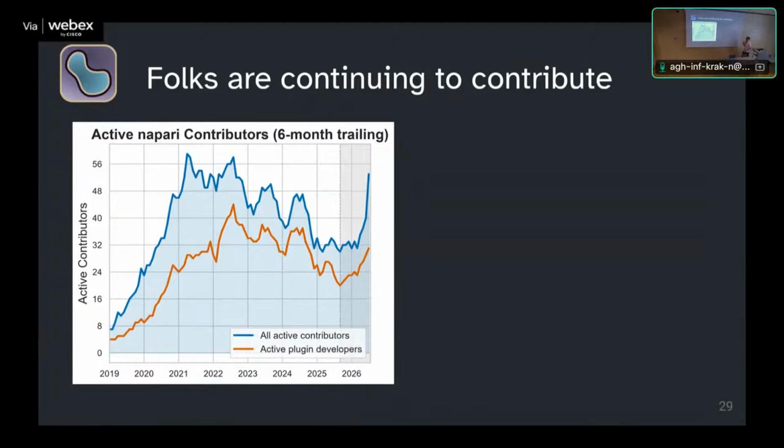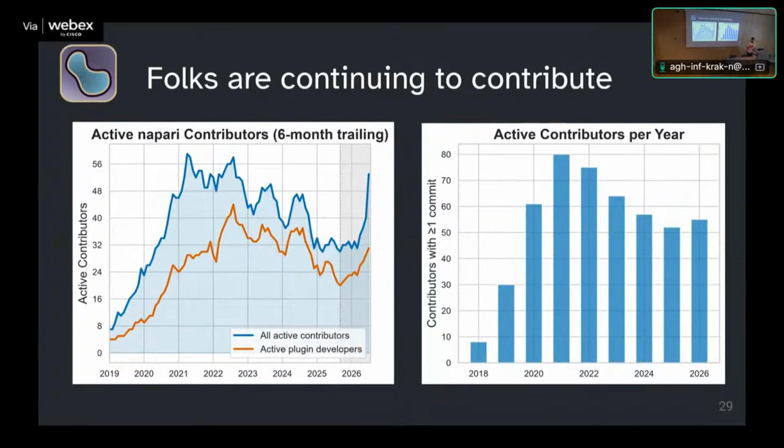And what that looks like is folks are not only beginning to contribute, but they contribute and then contribute again. We're seeing new non-plugin developers, but also in the orange, we're seeing plugin developers continue to contribute. And this is maybe one of my favorite plots so far. We can see the growth in active contributors per year over time. We had that peak in 2022, and it steadily decreased. But now we're just a little over halfway through 2026, and we're already on pace to potentially smash those previous years.